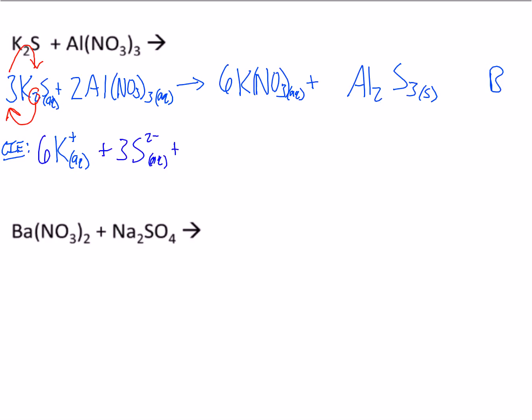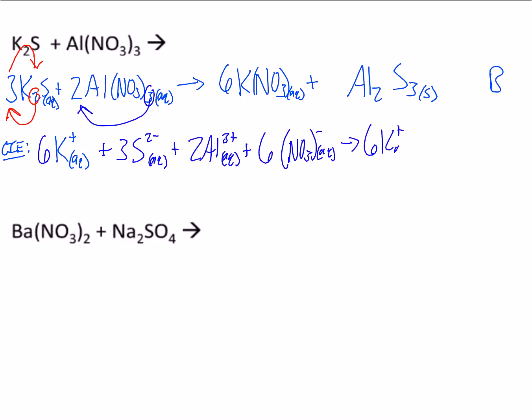Plus, can I split up aluminum nitrate? Why can I? Because it's aqueous, thank you. So we have 2 aluminum ions, which is a 3+ charge, aqueous, plus how many nitrates? 6. Again, we take the 3, it comes out, the 2 is multiplied by it, so it's 6 nitrate ions, aqueous, yields. We have 6 potassium ions on the right, plus 6 nitrates.